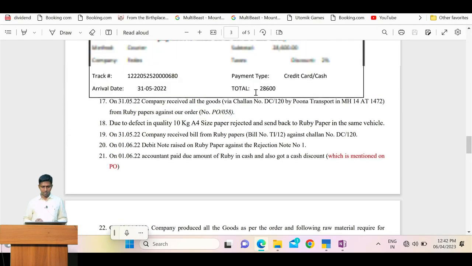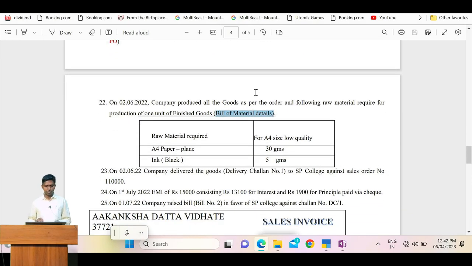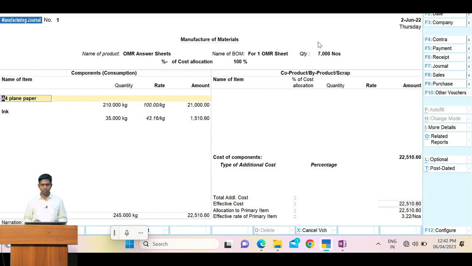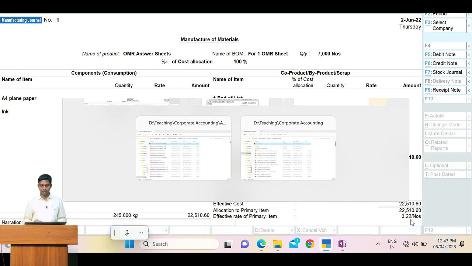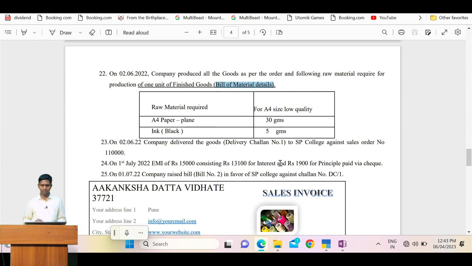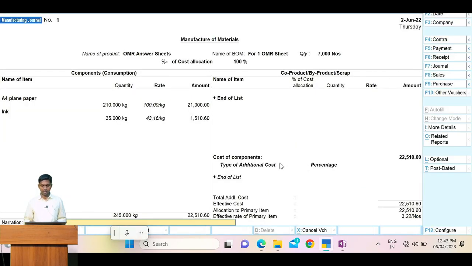Okay, see the magic. Because of giving the bill of material information, we have got the quantity required to produce 7000 OMR sheets. Enter, no need to change anything. The proportionate quantity you get for 7000, for one this much, and for 7000 how much. Like this Tally calculates the rate also, weighted average you will get here. Enter, and then co-product, by-product if any, no, additional cost you want to track, no. The effective rate, see 3.22, here we got the effective rate, and we are going to sell at 3.5, that means still a profitable option. Like this you can figure out whether we are incurring loss or getting profit. On the 2nd June only, accept it, over.